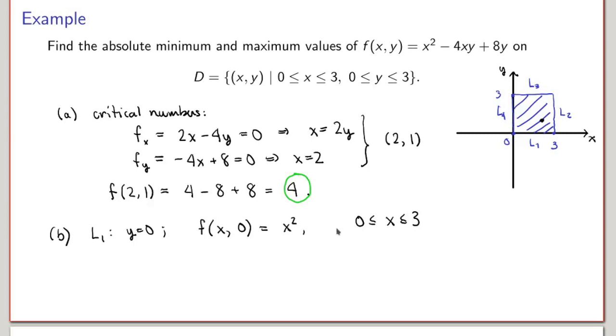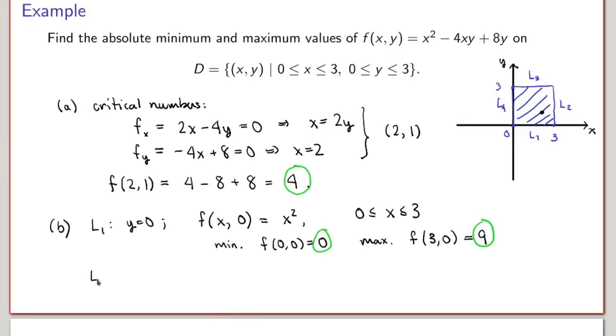Well, x squared is an increasing function, so the minimal value will be at 0, in which case it is 0, and the maximal value will be at 3, in which case it will be 9. So I'm going to take my green color, circle those, and keep track of these values. All right, so I have to do the same thing for all 4 line segments.